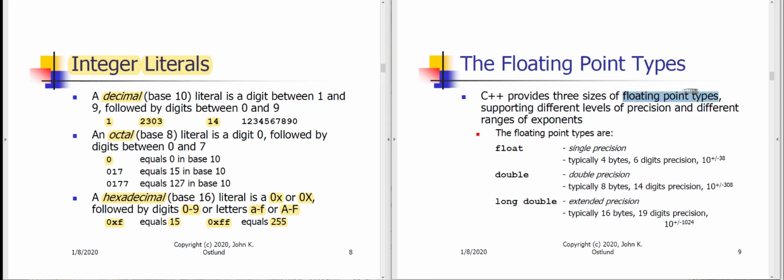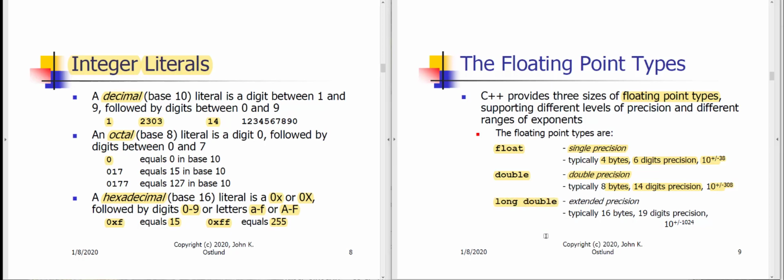Now, as far as floating point types, C++ provides 3 different floating point data types. Float, which unlike Python, is a single precision floating point value. It only occupies 4 bytes of memory. It only guarantees 6 digits of precision, and it has a quite narrow range of magnitudes, 10 to the plus or minus 38 power. Double in C++ is analogous to float in Python. That is, it stands for a double precision floating point number. It occupies 8 bytes of memory, guarantees at least 14 digits of precision, and has a range of magnitudes of 10 to the plus or minus 308.